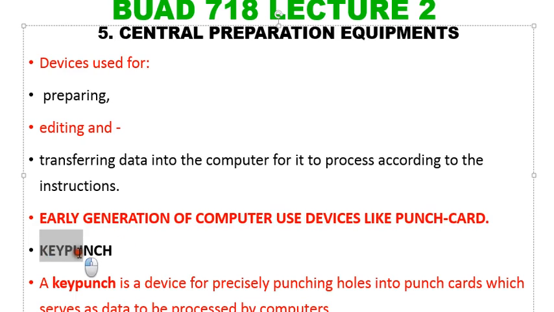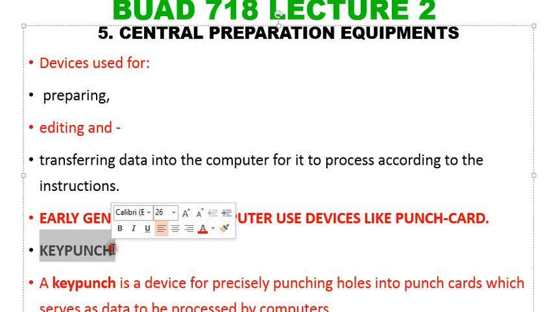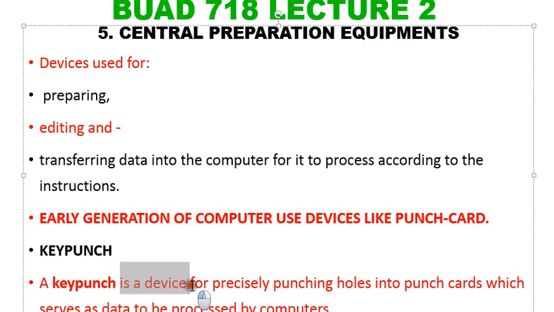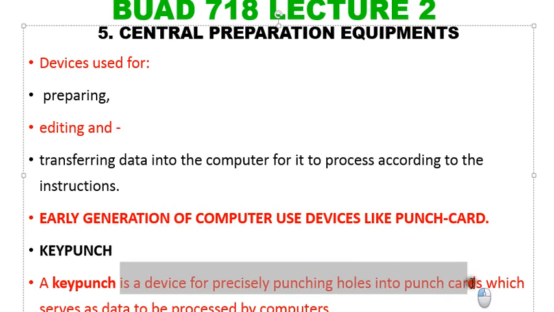Now, this punch card is programmed by a machine that is called a key punch. What is a key punch? This key punch is a device that is used for precisely punching holes in the punch cards, making holes in different locations on the punch card so that those punches will represent the data, the information that we want to transfer into the computer for processing.